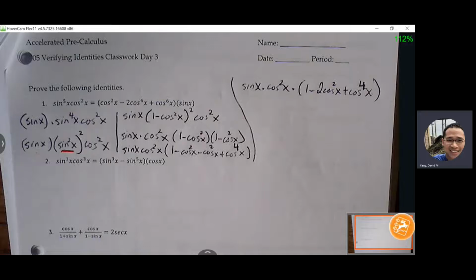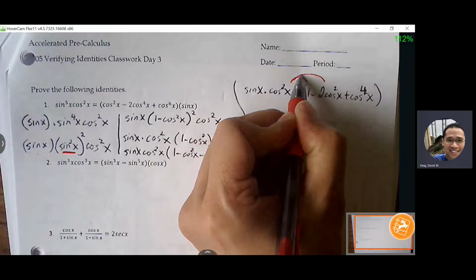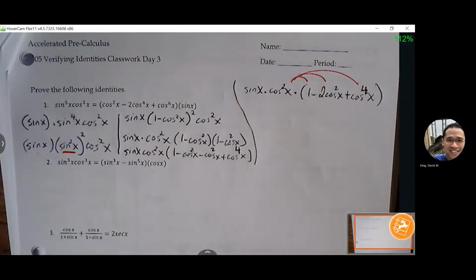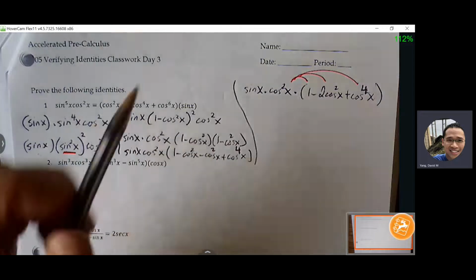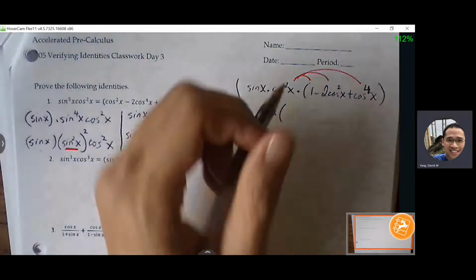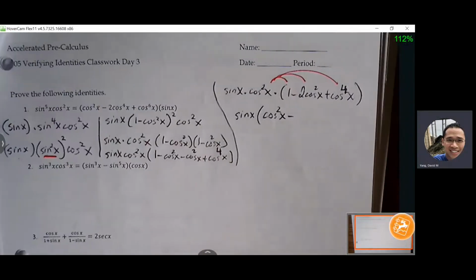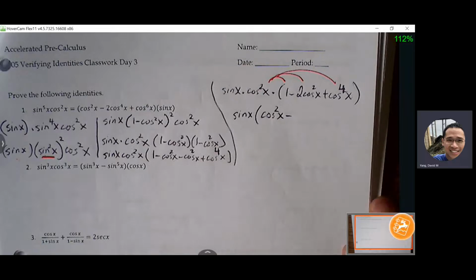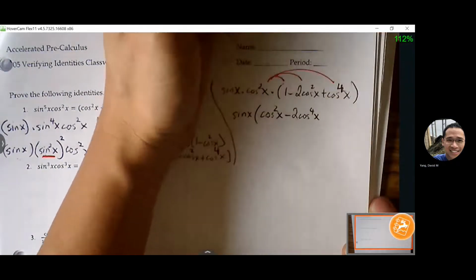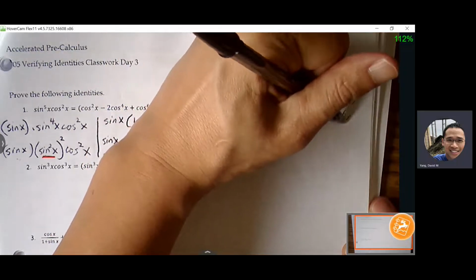Okay, what's our final step here? Good. Yeah, distribute the cosine squared. We should be able to make it match our conclusion, our right side here. Minus 2 cosine to the fourth. All right, we're just adding exponents here.